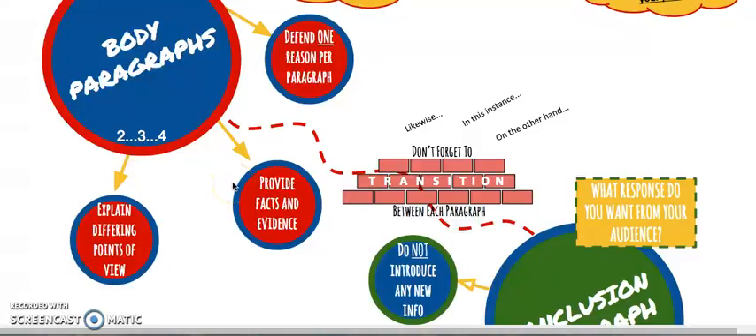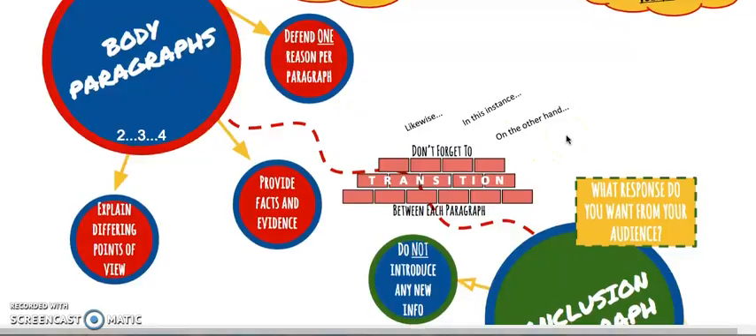Again, within the body paragraphs and between the body paragraphs, you need to provide good transitions so that your reader follows your train of thought and stays on task. You can include words likewise, in this instance, or on the other hand, to make a smooth transition between points.